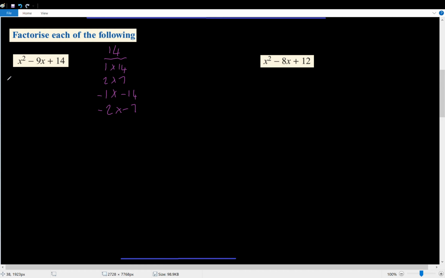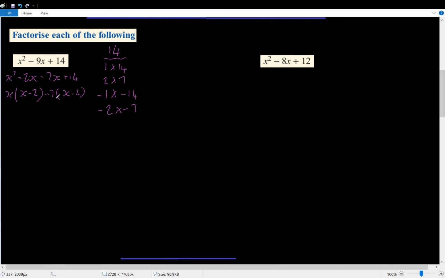So if we rewrite our expression, we're going to have x squared minus 2x minus 7x plus 14. And now we can factorize by grouping. From the first pair, the highest common factor is x, so we get x times x minus 2. And the highest common factor from the second pair is going to be minus 7, so we get minus 7 times x minus 2, like that.